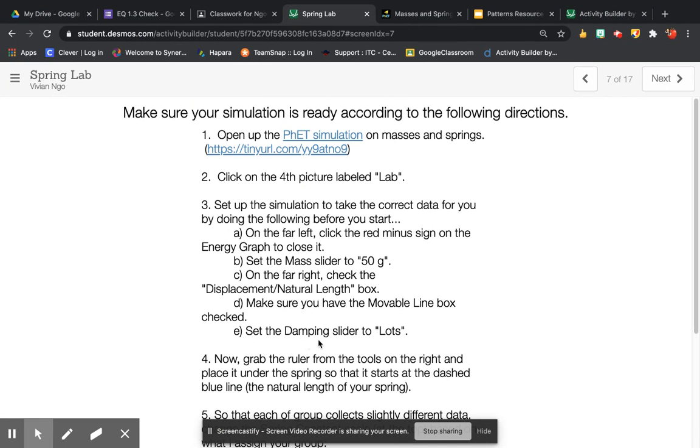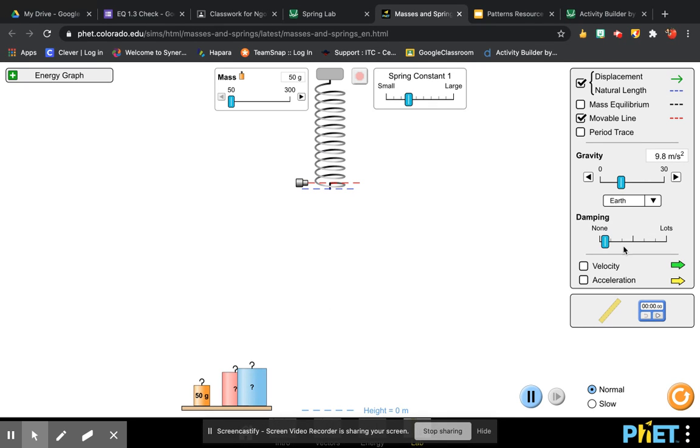And then set the damping slider to lots. So this one's a little hidden. It's right here. I'm going to move this all the way to lots. Okay, lots.